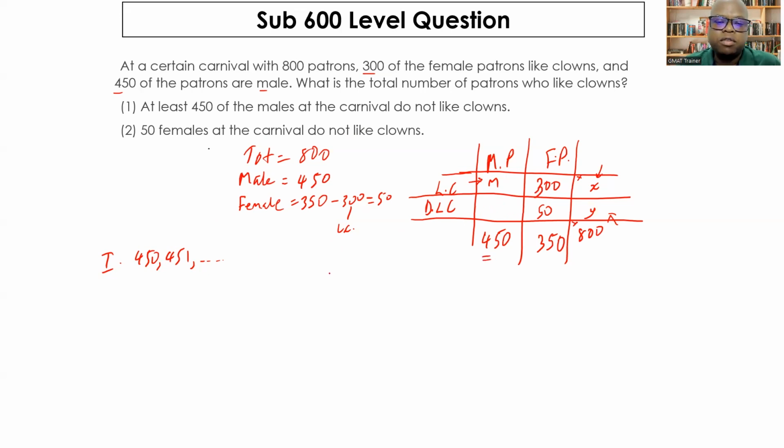That means if this is 450, let me just change the color to help us highlight, if this is 450, then this one is 0. If this one is 0, then X will be equal to 300. That means this one alone is sufficient. This one alone is sufficient.